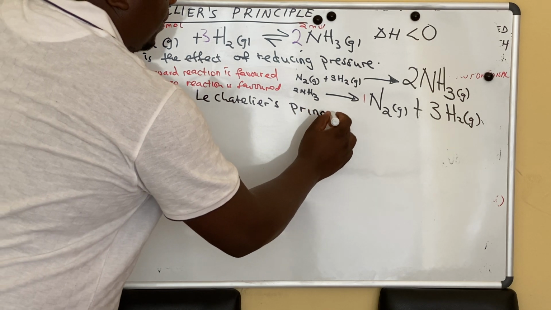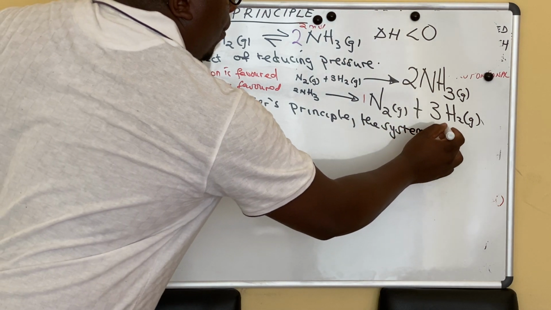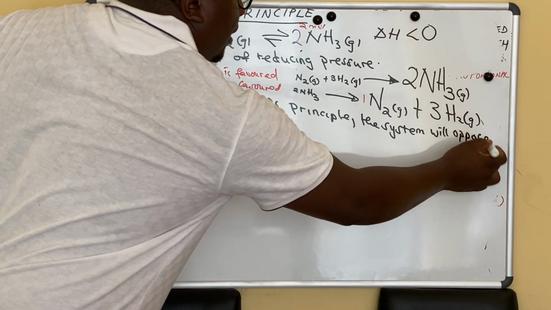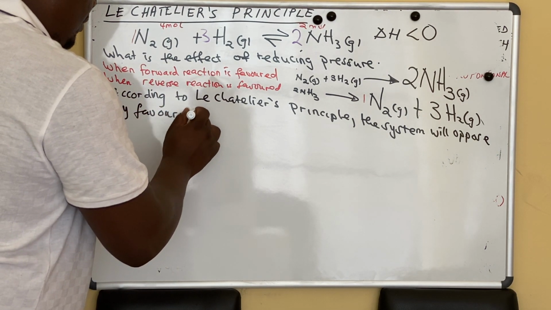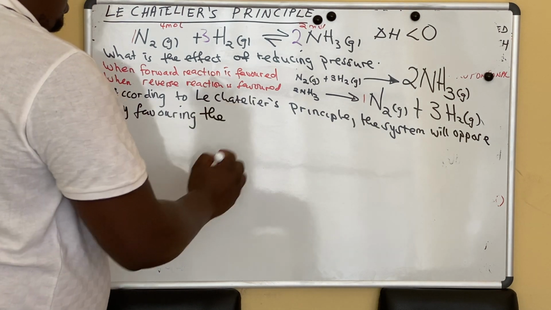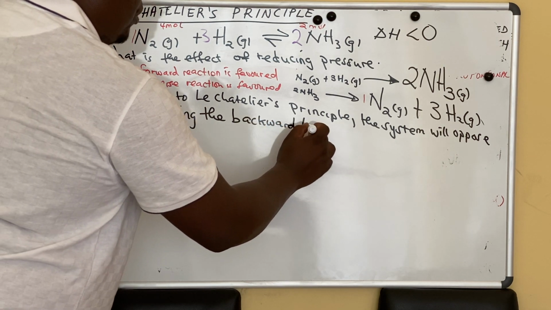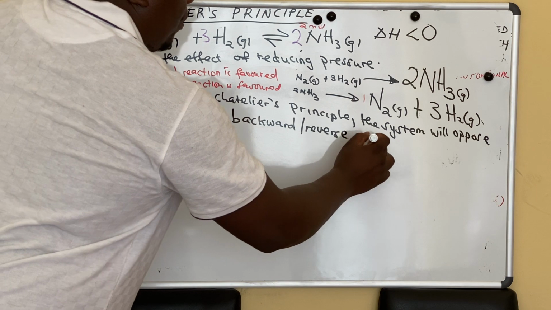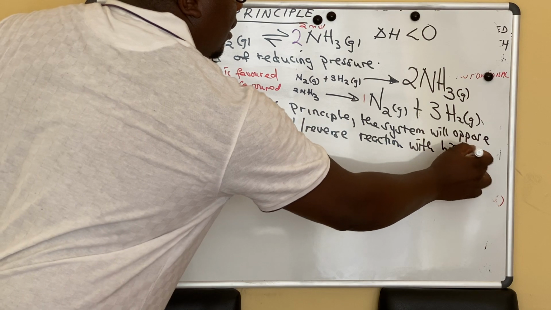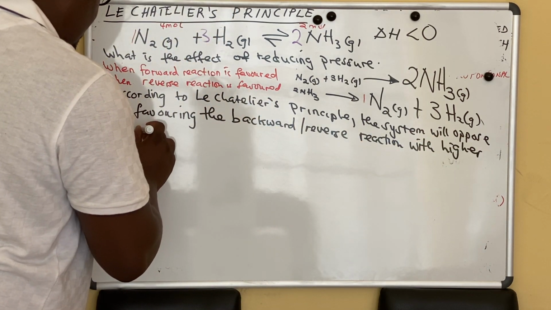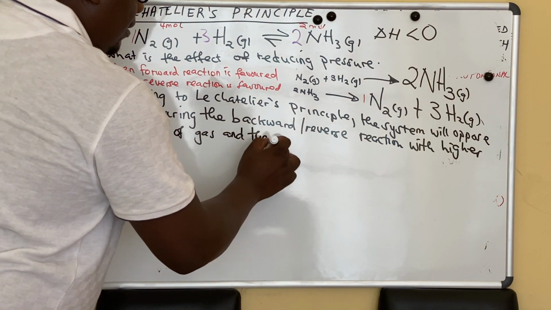According to Chatellier's principle, the system will oppose. The system will oppose by favoring the backward or reverse reaction, by favoring the backward or the reverse reaction with higher volumes of gas, and therefore higher pressure.